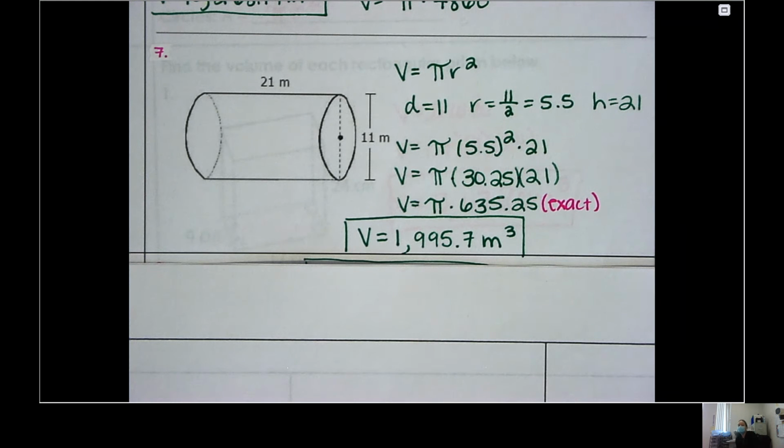So I'll give you another moment there to fix yours. And again, I also put that that's the exact answer, but if you rounded it, it should be something close to 1995. Another minute.